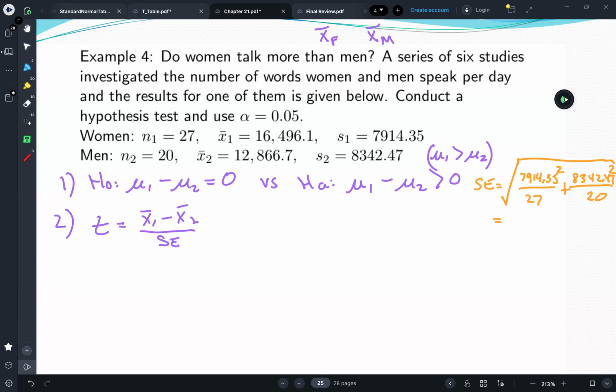Anybody have a standard error for me? Because we're doing number of words spoken per day. These numbers are quite large. We're in the thousands of words. Imagine, though, our average number of words we speak, 16,496, is a lot. Anybody have a standard error? Standard error? No, not yet.